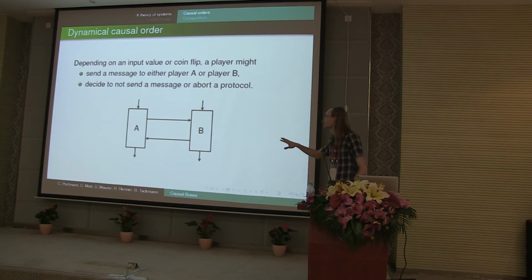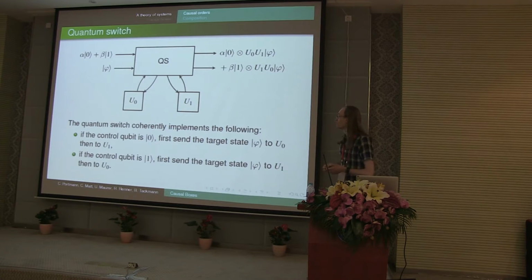When I draw something like this, it doesn't actually mean that first the message goes from A to B and then from B to A. The order might depend on when you receive the inputs from outside. You don't know necessarily when those come. The players might flip a coin and then choose to send a message. And the example of the quantum switch is exactly such a system.